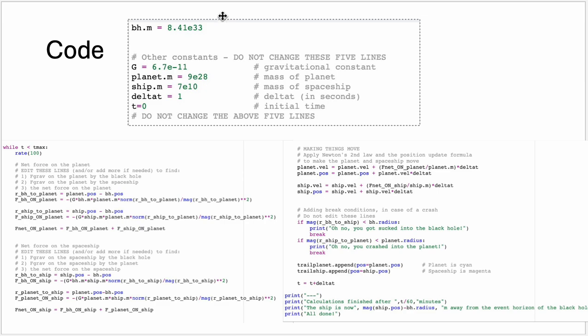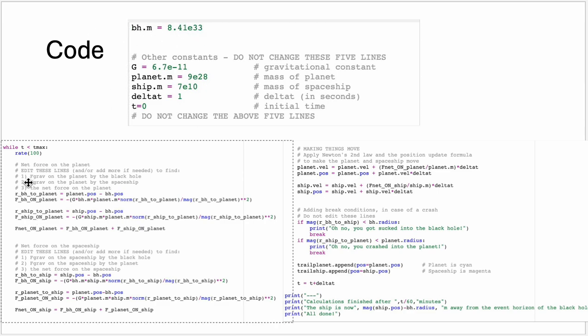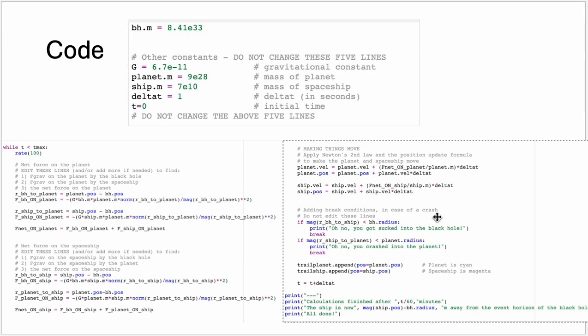Here's the code. This is where the black hole's mass is updated. Then I had to find the r necessary between the black hole and the planet, so I used the planet's position and the black hole's position. Same with the ship and the planet. Then I used the gravity equation to update the gravity forces, and then I could find F net. The planet's velocity and position and the ship's position and velocity were all updated using the position update formula from Newton's second law.